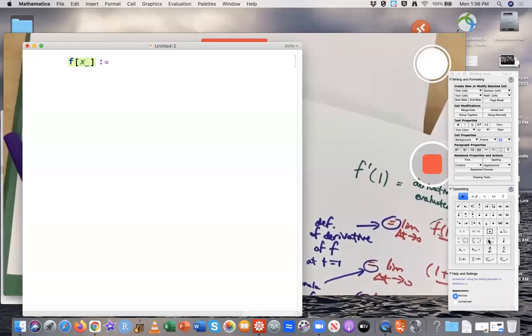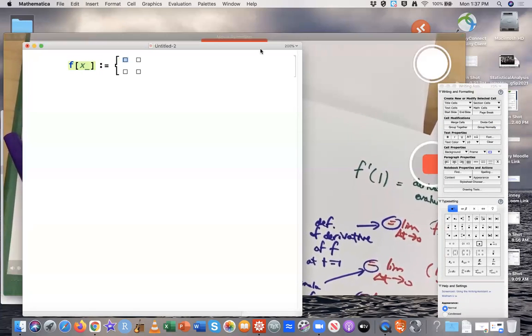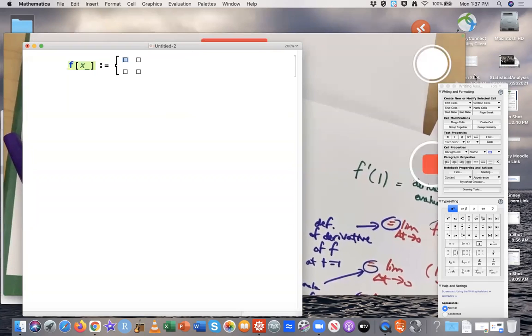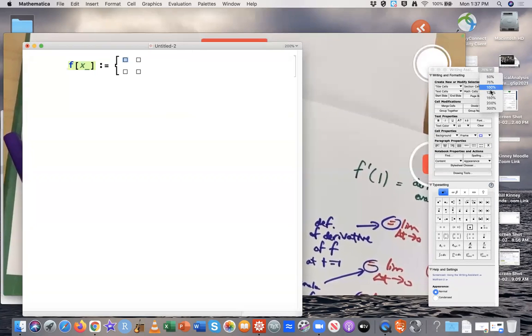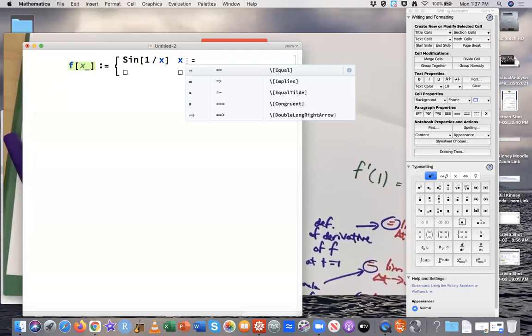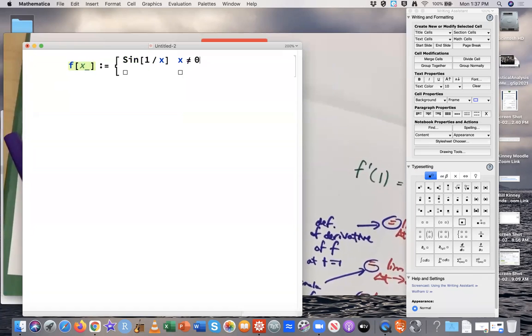We'll do this as a piecewise function. By the way, to get this writing assistant palette to show up for you when you open Mathematica, you go up to palettes and go down to writing assistant. I just clicked this button right here to get this to show up. Say it's sine of 1 over x when x is not 0, and anything I want, 0, when x does equal 0.